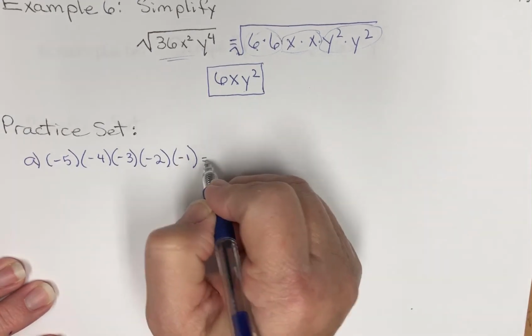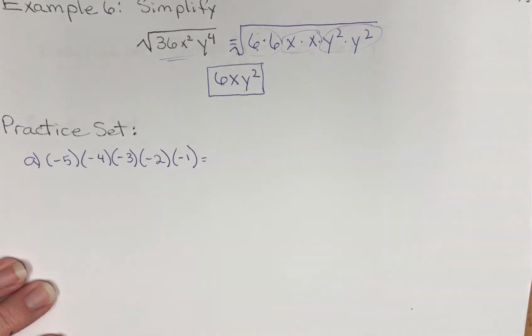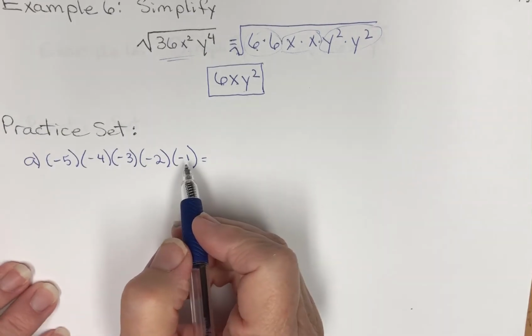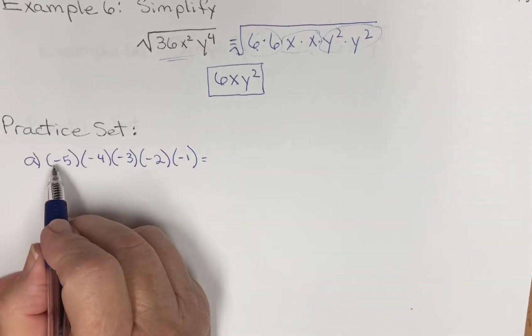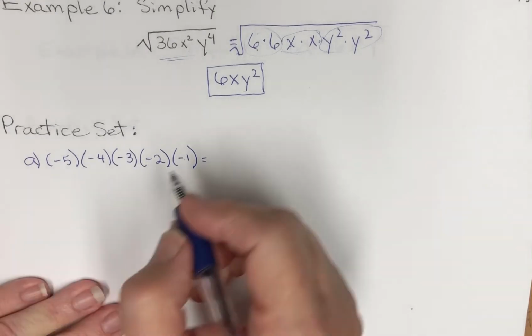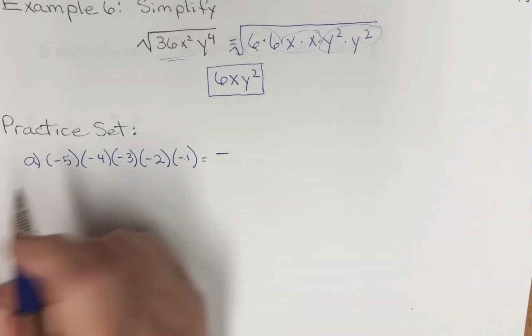All right, in looking at this right away, I want to figure out whether this is going to be positive or negative. These are all multiplied. This only works with multiplication and division. I'm going to count 1, 2, 3, 4, 5. All right, it's an odd number. That tells me my answer is going to be negative. I just know my answer is going to be negative.